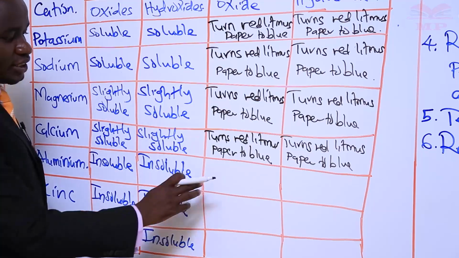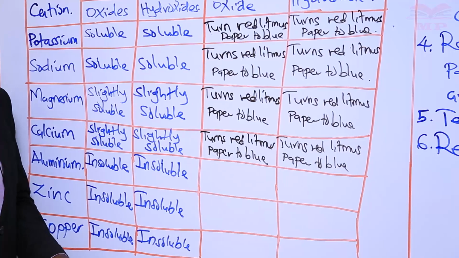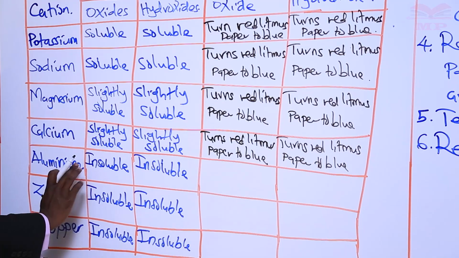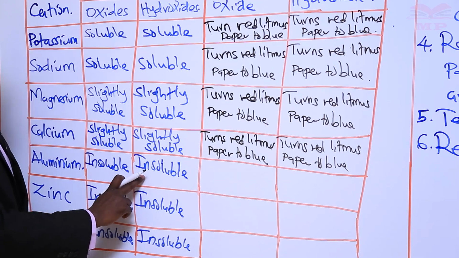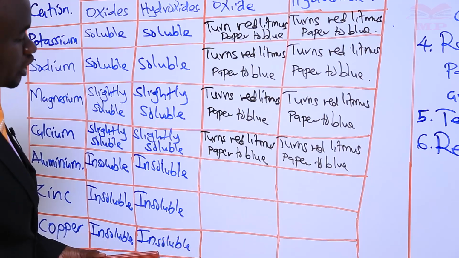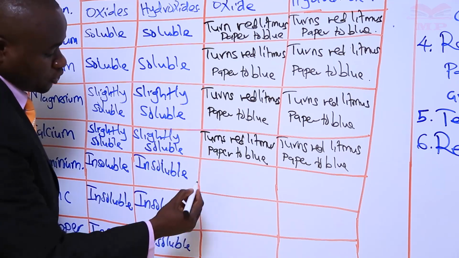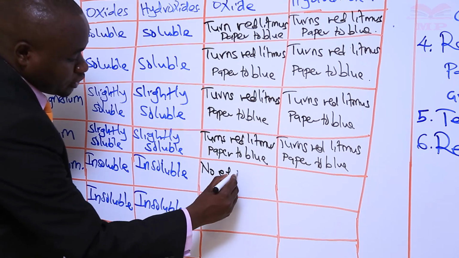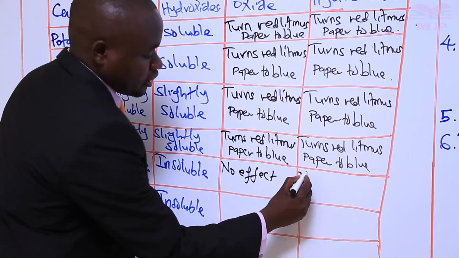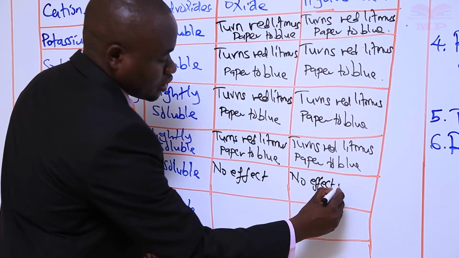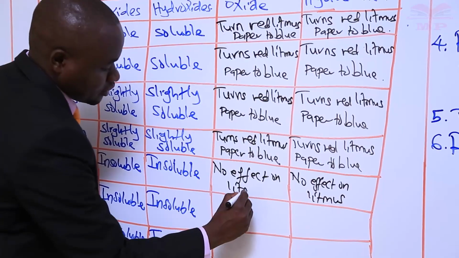As a result, the resulting solution will not have any effect on litmus paper because the solution is neither basic nor acidic, because both aluminium oxide and aluminium hydroxide are insoluble. That means we shall not form any basic solution. Therefore, there is no effect of the resulting solution on litmus paper. The same applies here. No effect on litmus.